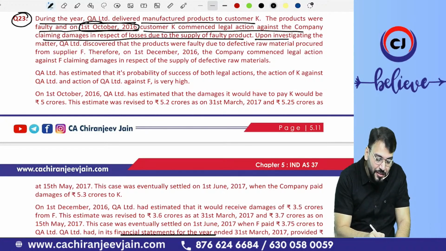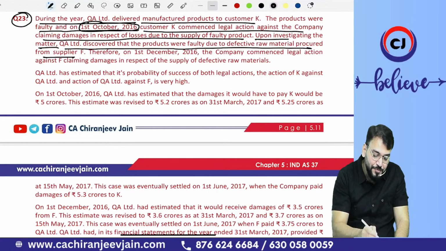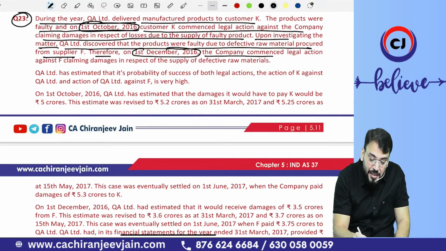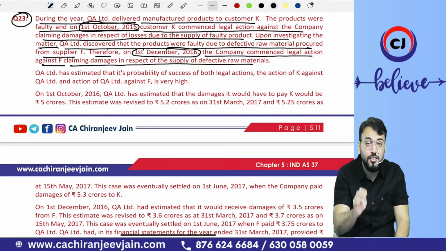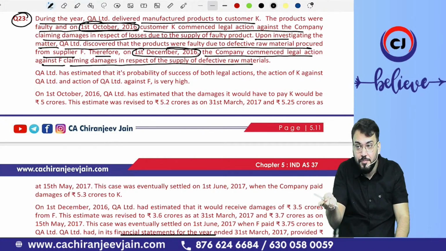Upon investigation, QA Limited discovered that the products were faulty due to defective raw material purchased from supplier F. So what will it do? It will file a case. Therefore, on 1st December 2016, the company commenced legal action against F, claiming damages in respect of the supply of defective raw material. Means there are two cases. One is a case filed by the customer.